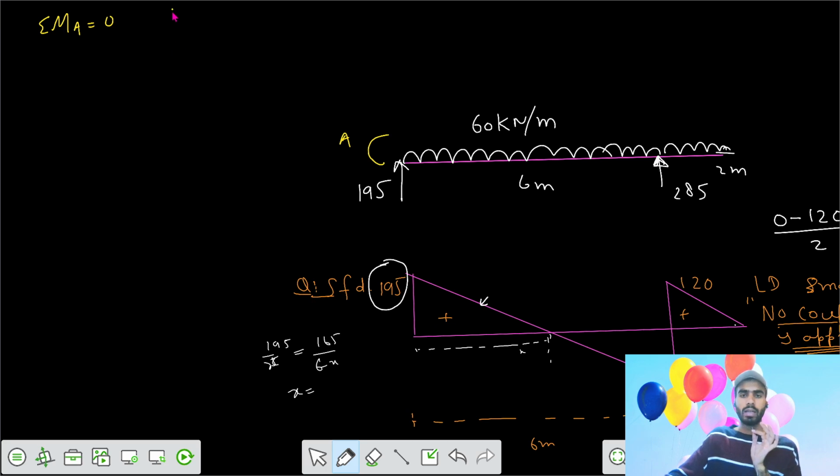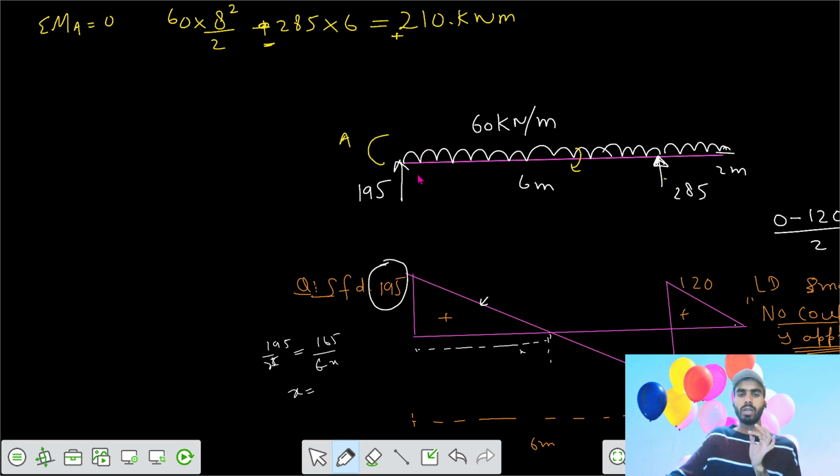Then we write the UDL of 60 into your length 8. Then it acts at 8 by 2, clockwise positive. Then we have negative 285 for a length of 6. So if you calculate it, you get a value somewhat equal to 210. That means the moment actually was clockwise and this was anti-clockwise. So you get the value as plus 210 kilonewton meter. So the moment is not balanced. Moment equilibrium is not achieved.